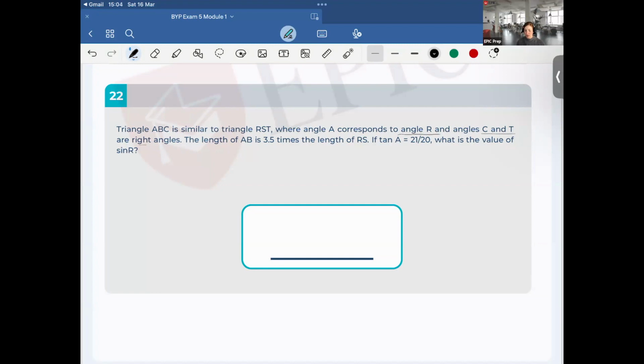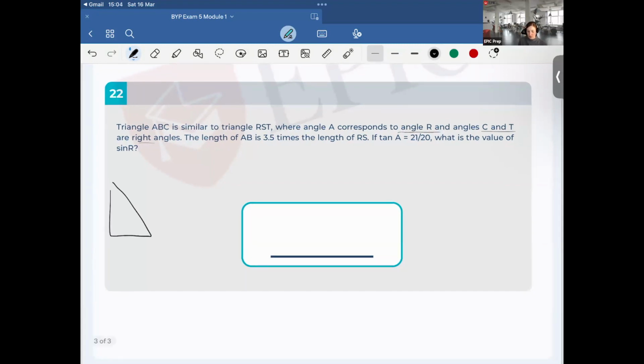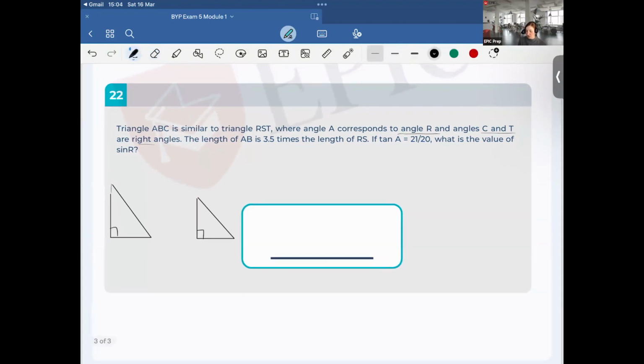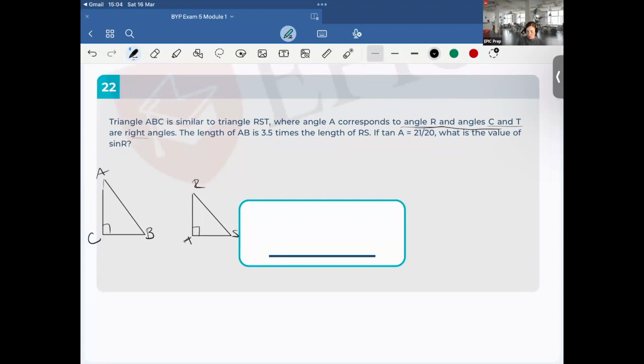and angle C and T are right angles. Okay, so always geometry problems, it makes sense to graph them out just to get a visual. Okay, so if angle C is the right angle, so this would be CAB, and this would be TRS, respectively. Okay, and then it tells me the length of AB is 3.5 times the length of RS. This is unnecessary information. I don't care about the sides when I'm dealing with sine, cosine, and tangent, so it's just here to confuse us, not important.